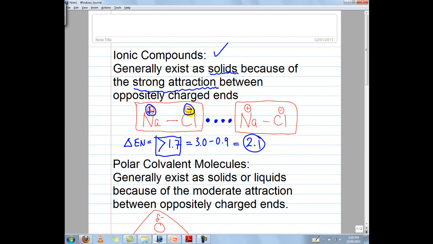And as we saw before, a strong attraction from each other means that you're going to have a high melting point, because you need a lot of energy in order to break these things apart. And that's why sodium chloride, also known as table salt, has a high melting point of 800 degrees Celsius. You need 800 degrees Celsius of energy in order to separate the two compounds of sodium and chlorine.